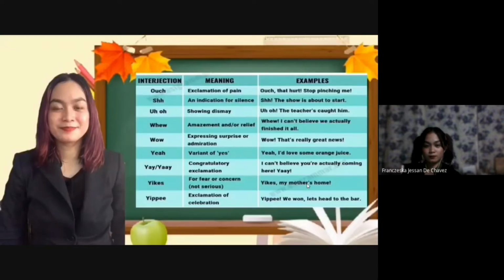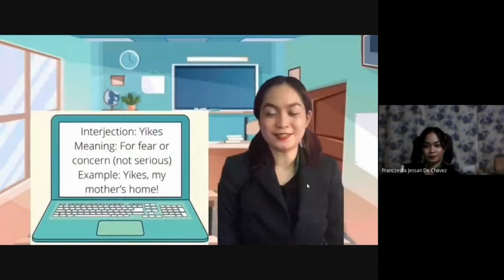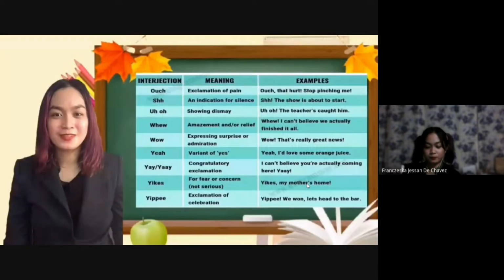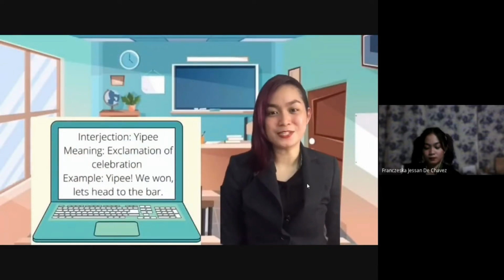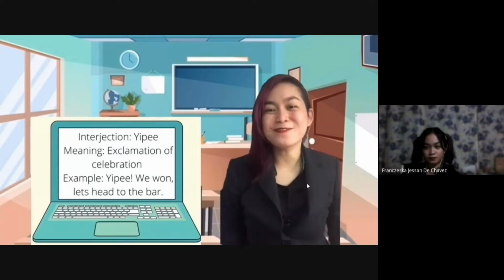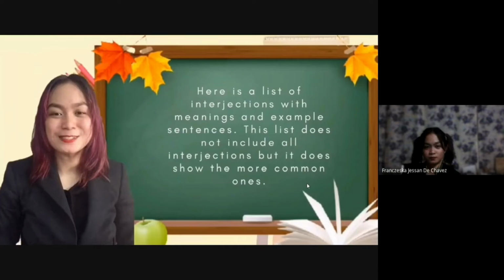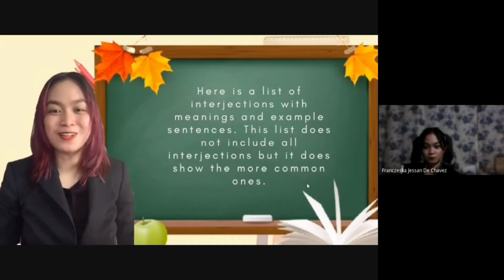Yay! How about you, Miss Mary? Interjection: yikes, meaning for fear or concern, but not serious. Example: Yikes, my mother's home. How about you, Miss Nicole? Interjection: yippee, meaning exclamation of celebration. Example: Yippee, we won, let's head to the bar. Okay, thank you so much, class, to those who participated. Now give yourself again a round of applause.